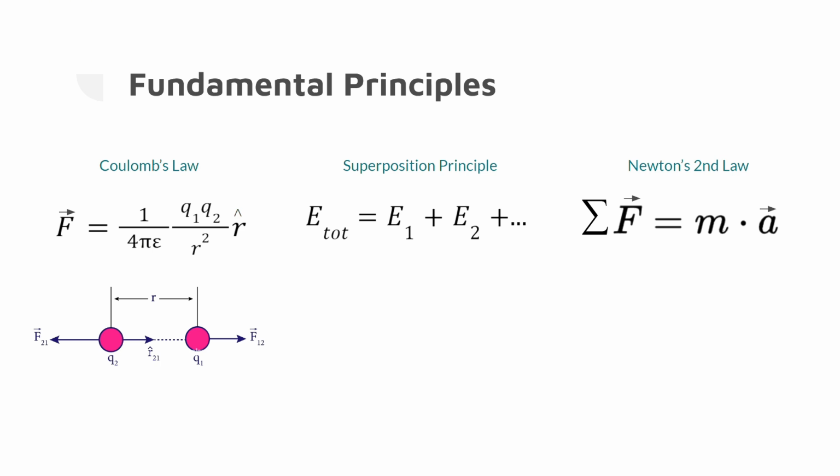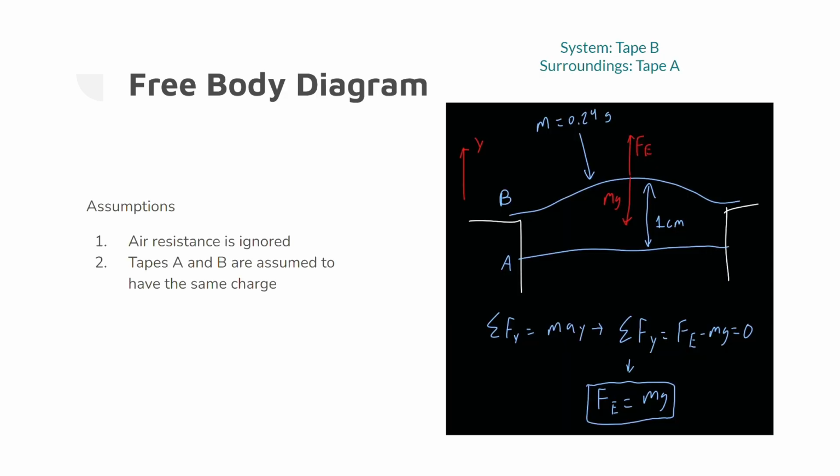So the fundamental physics principles used in this lab first are Coulomb's law, which on the left here is the force that one charged particle exerts on another charged particle based on the distance they are apart from each other. And then, because we're modeling the tapes as a line of charges instead of just a point charge, there are going to be multiple electric fields created by those individual segmented point charges by dividing up the line of charge. So that means we need to use the superposition principle, which says that the total electric field is the sum of all the electric fields at that point. And then finally, we need to use Newton's second law to cancel out the force of gravity from the force of the electric field.